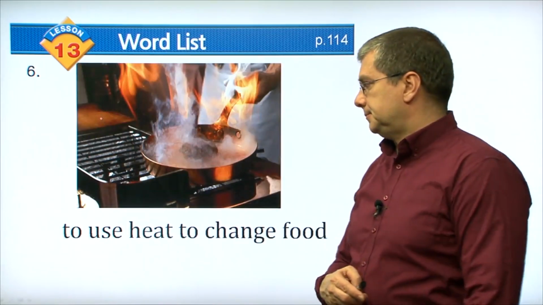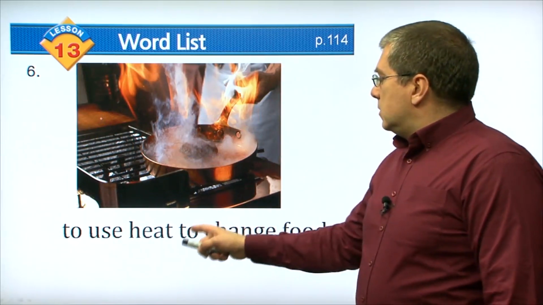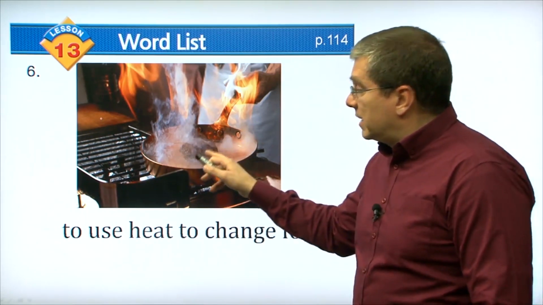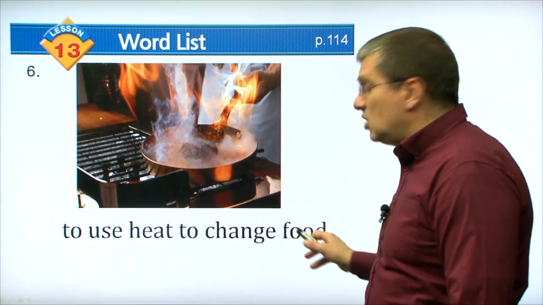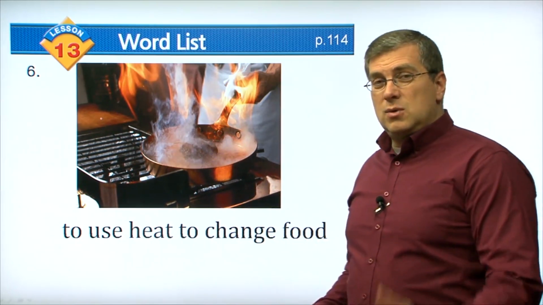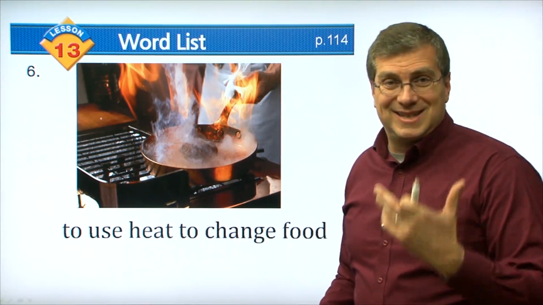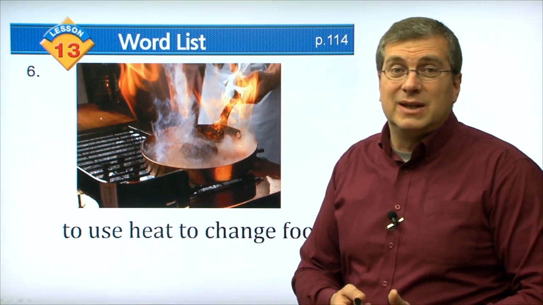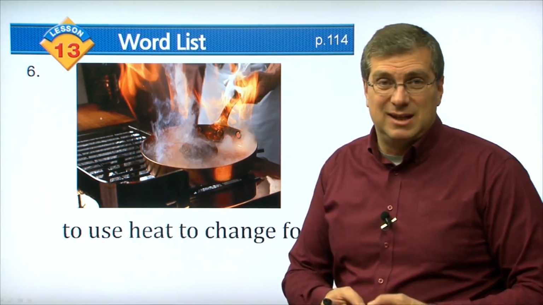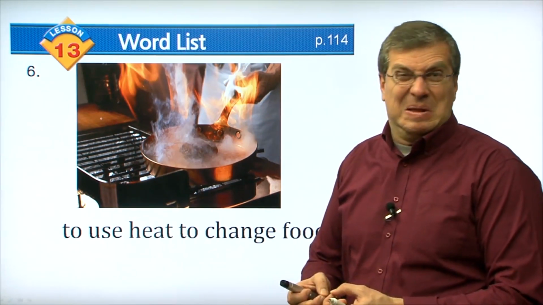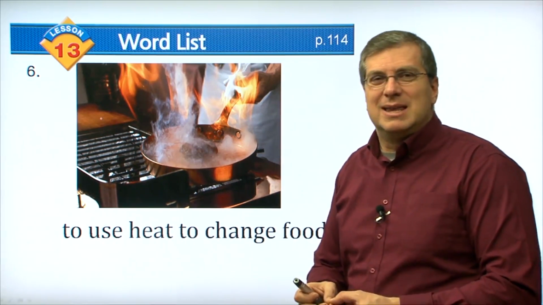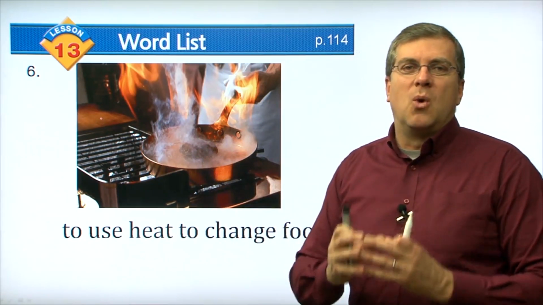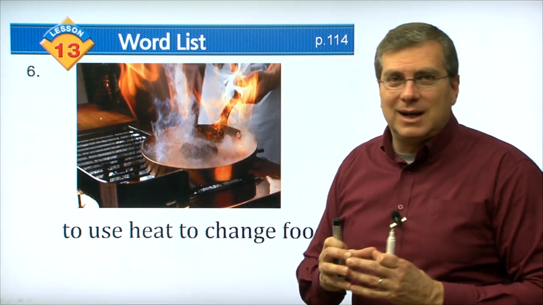Number 6, to use heat. We use heat not just to warm our bodies, but we also use heat with food. We change food, right? If you have, for example, a steak, right? The steak is not brown when mother buys it at the store. It's pink. It's red. Do you want to eat it? Ugh, no, that's raw meat. You don't want to eat that. You want to change it. You want to change it so it's brown, warm, and it's juicy, right?